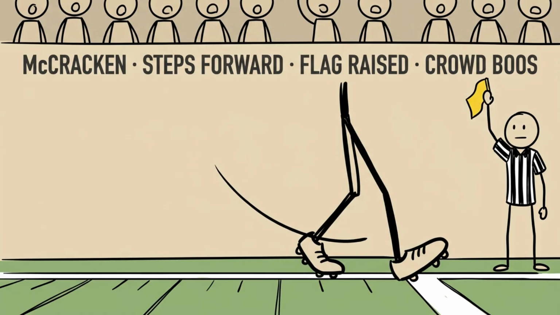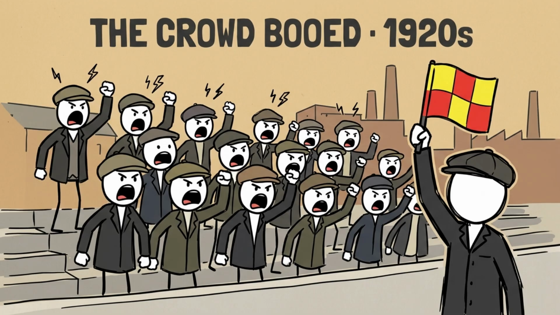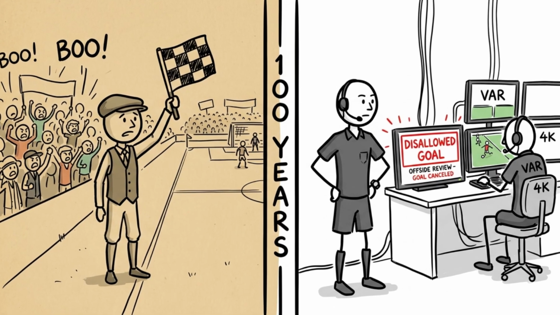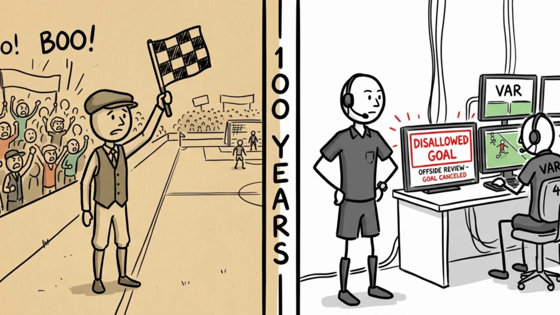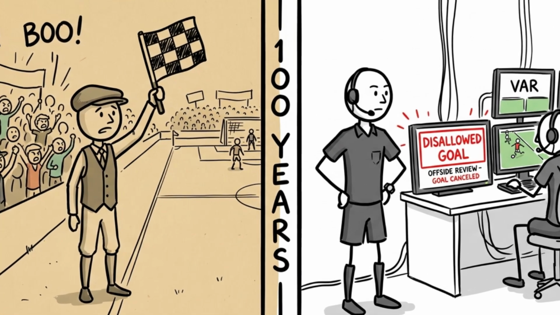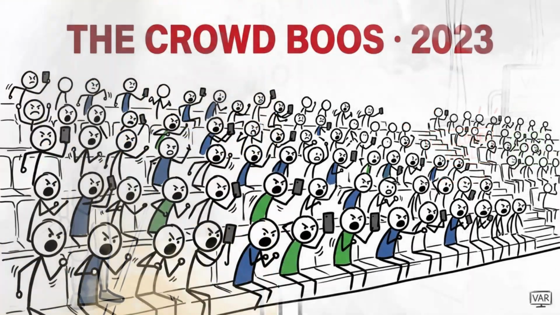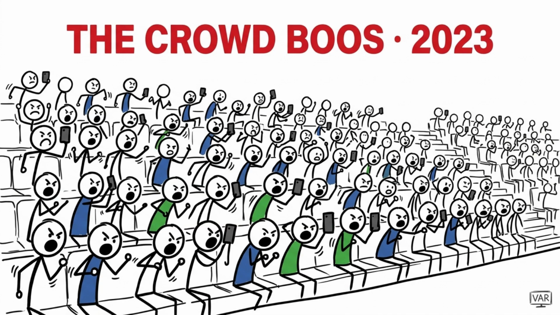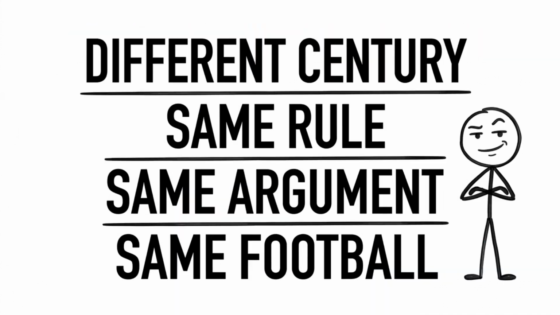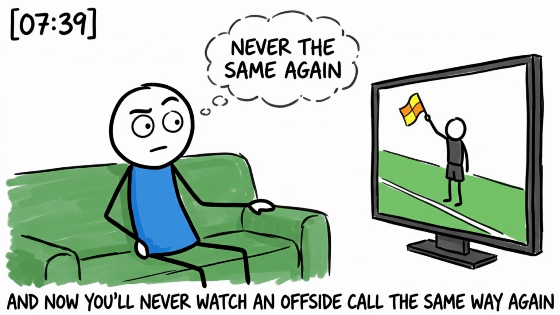William McCracken stepped forward on a frozen Tyneside pitch. The linesman raised his flag. The crowd booed. 100 years later, a monitor in Zurich draws a line through an attacker's collarbone. The VAR official raises the flag. The crowd boos. Different century. Same rule. Same argument. Same football. And now you will never watch an offside call the same way again.